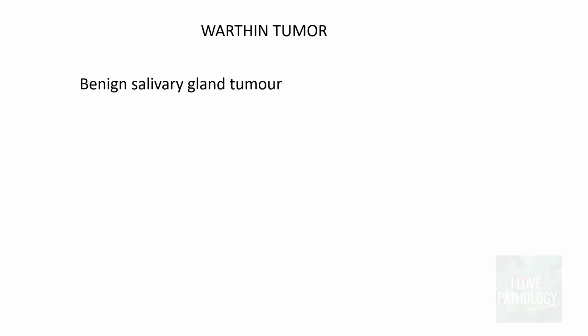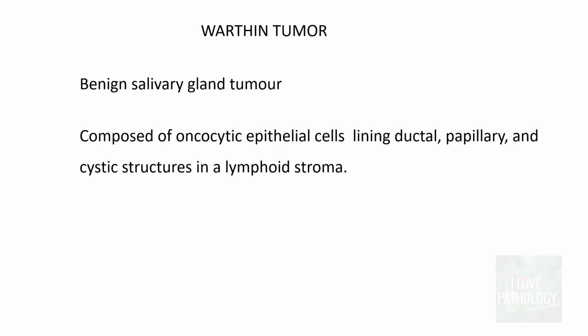In my previous session, I had talked about another important, very common benign salivary gland tumor, right? That was pleomorphic adenoma, whereas this one is another benign salivary gland tumor, which is composed of oncocytic epithelial cells, which line the ductal, papillary, and cystic structures in a lymphoid stroma. We will understand this a bit later.